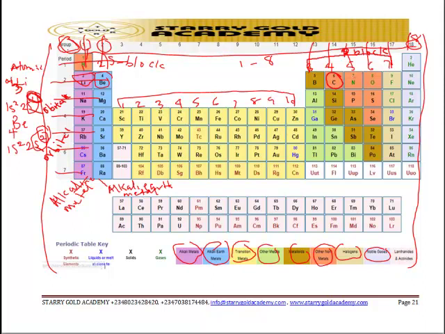Take carbon, nitrogen, oxygen, and fluorine. Let's take boron as one element among them. Boron has atomic number 5. So we have 1s2, 2s2, 2p1. So it falls on the p orbital. That's why we said from group 3 down to group 7 is the p block.